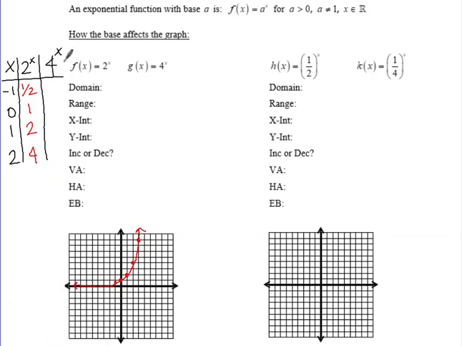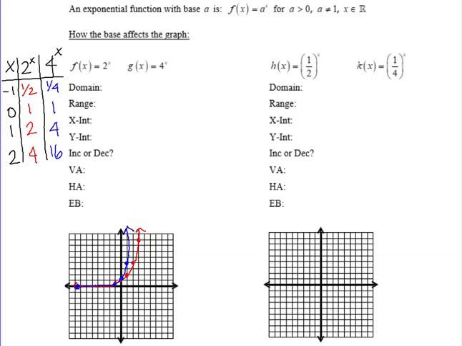If I look at 4 to the x, 4 to the -1 is 1/4, 4 to the 0 is 1, 4 to the 1 is 4, and 4 squared is 16. So if I plot these points, and then 16 is off my graph, my graph looks like this.